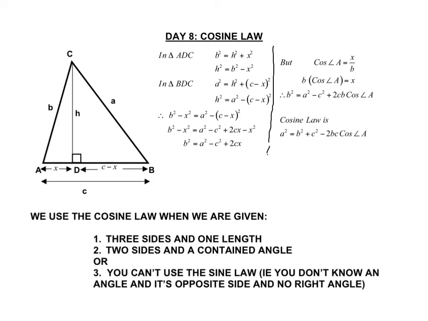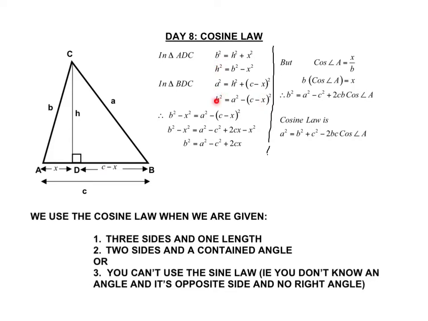In triangle ADC, they just give us the Pythagorean theorem, so hypotenuse squared equals the other two sides squared and added together, and we rearranged for h. In triangle BDC, we did the exact same thing, so we end up getting a squared equals h squared plus this piece right here, which is c minus x all squared. So this whole side length is c minus this x here, which gives us this piece here. So we solve for h squared in both spots.